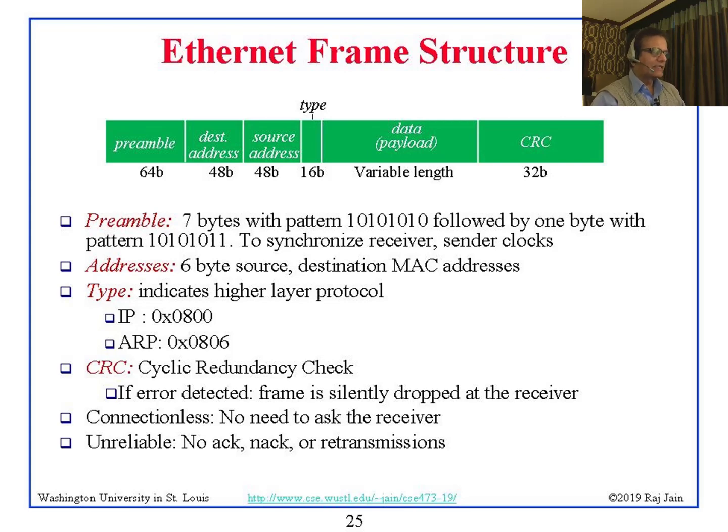Second thing, it is connectionless. So you can send the packet anytime you want. You don't have to wait. For example, TCP is connection oriented. So before you can send the first data packet, you have to make a 3-way handshake. You have to tell the receiver that I want to send you something, please, and sequence number, etc., etc. That we don't do on Ethernet. It is connectionless, unreliable, and basically no ACK, no NAK, no retransmissions.